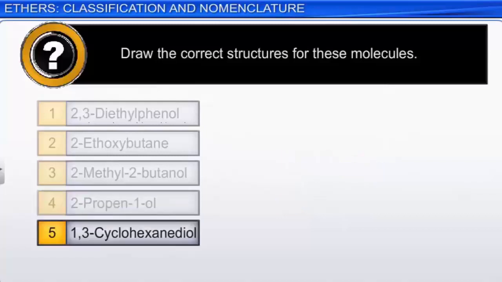The last molecule is 1,3-cyclohexanediol. Start with a 6-member ring. Put a hydroxyl group on 1 carbon. That position is carbon number 1. Put a second hydroxyl group on a carbon atom 2 positions away.